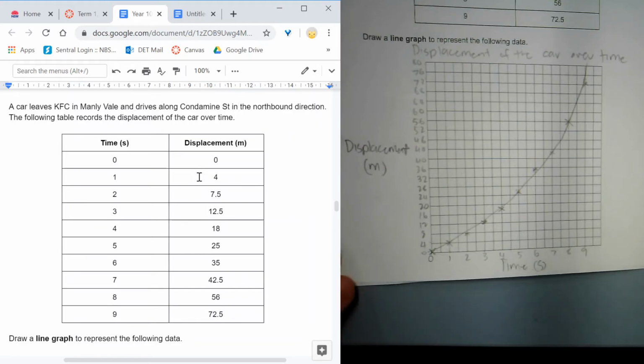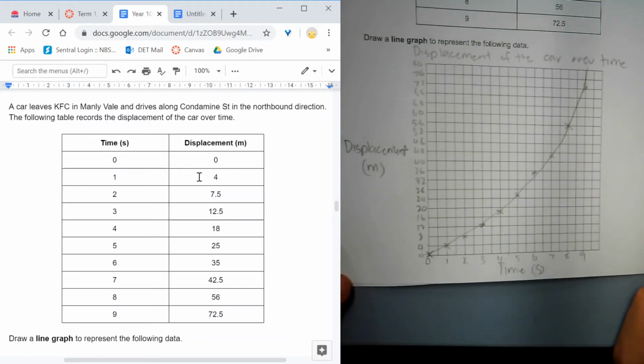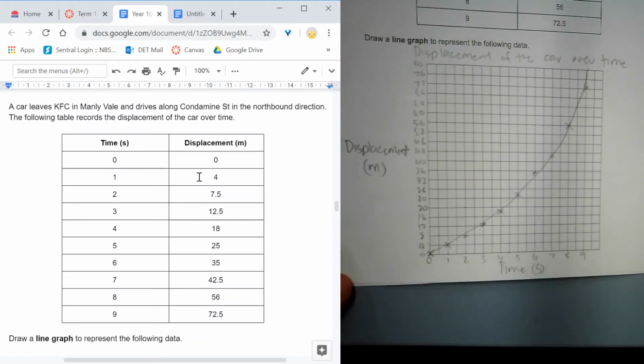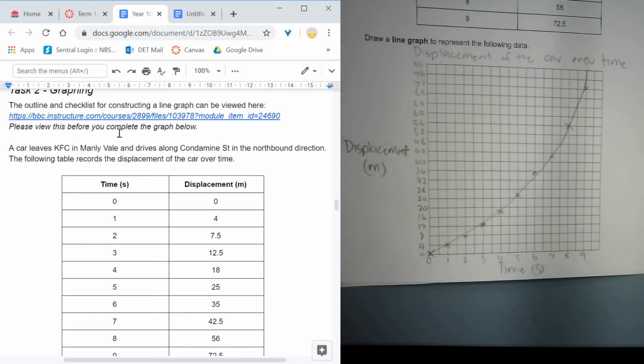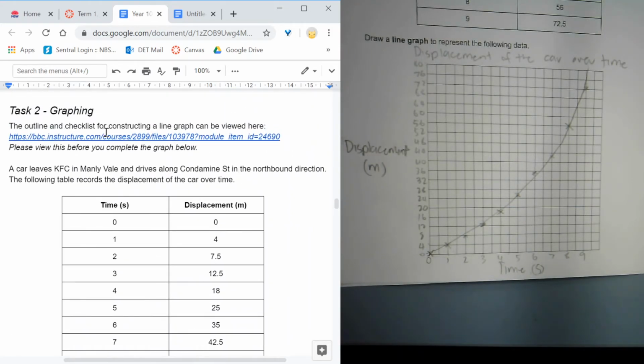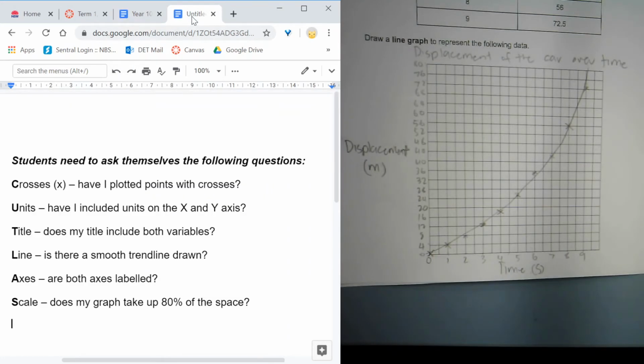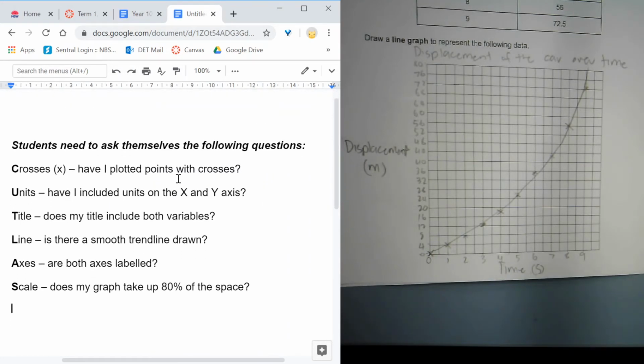Now, there is a little bit of room for error here. We do realize you are doing it with your hands. You're not a computer, so it's not going to be perfect. But what we don't want you doing is joining the dots. When you're finished your graph, what I want you to do is have a look at the little document we've left up here. It sits in that little graphing section, and it's got this little acronym Cutlass in there. So we've got to go through these and check that we've done these things.